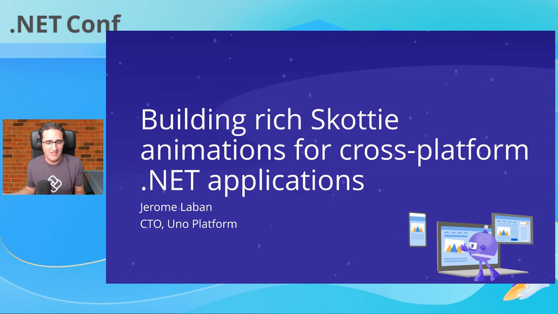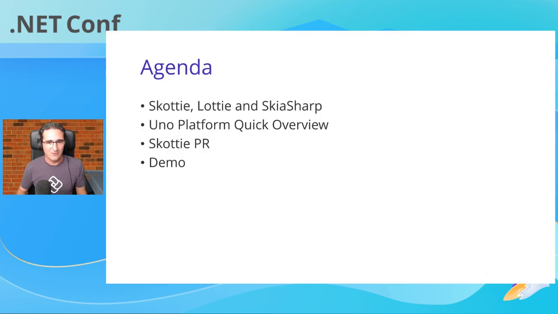So it was a journey, and I'm going to be talking to you about all this and show you what that does. So first, we're going to be talking about what Skottie is, what Lottie is, and what Skia Sharp is, because not all of you know about what it is, mostly because it's an underlying technology for most of you. We're going to be talking a little bit about what the Uno platform is, and why we needed it, when we needed the Skottie support.